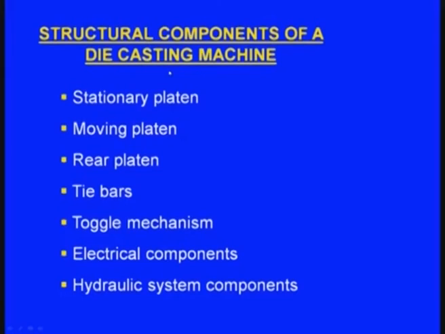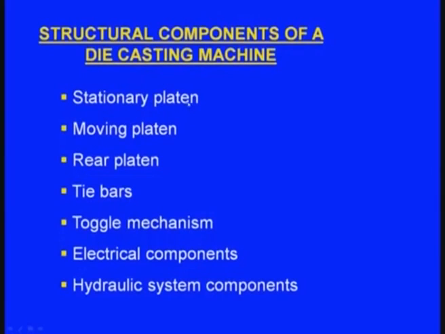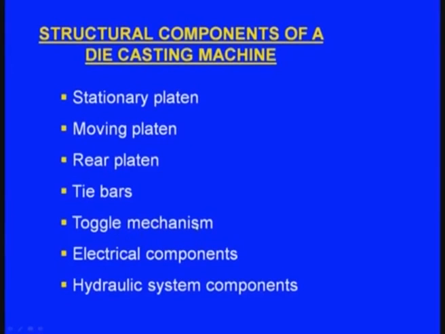And finally, these are the structural components of a die casting machine. We have learned different types of die casting machines and different variants of the die casting process. What are the structural components? One is the stationary platen, second is the moving platen, third is the rear platen, fourth is the tie bars, next is the toggle mechanism, next electrical components, and finally hydraulic system components. So, with this we are completing the die casting process.